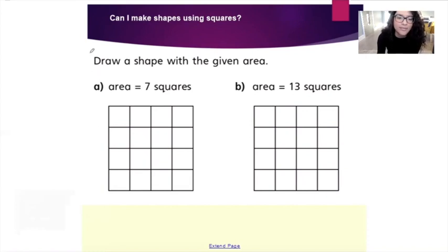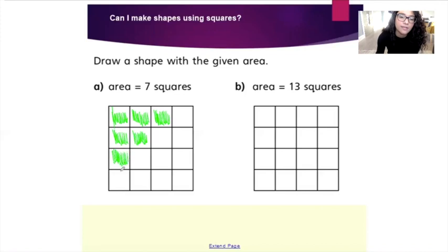Right, so if I have been given this block of squared paper and I have to draw a shape with an area of 7, I am going to colour in very badly, but you'll get the idea. I wonder if you can tell me how many squares I'm going to colour in. Let's see how many I've done so far. 1, 2, 3, 4, 5. Do another one here.